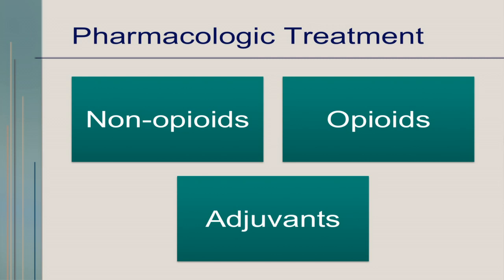Adjuvants are drugs that include antidepressants, anticonvulsants, and other agents that, while developed for one indication, were found to have analgesic effects. These are especially useful in neuropathic pain syndromes and augment other agents being administered.